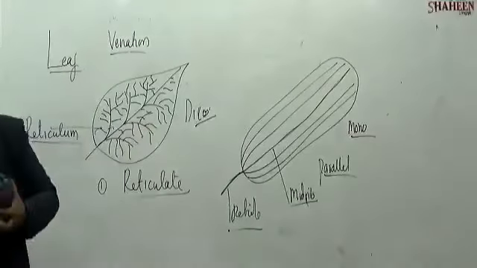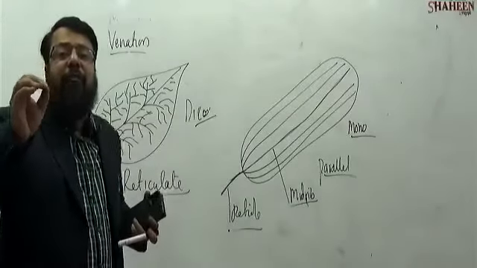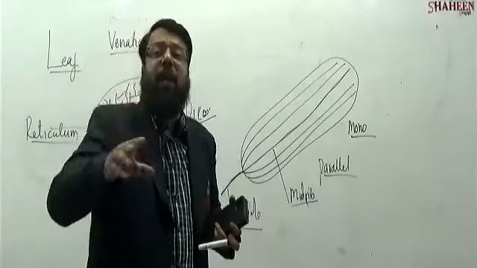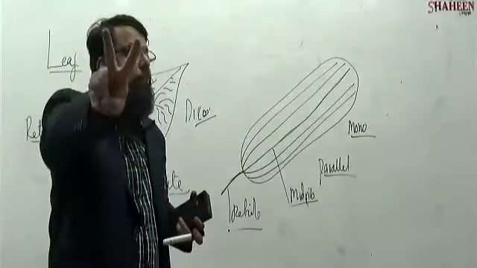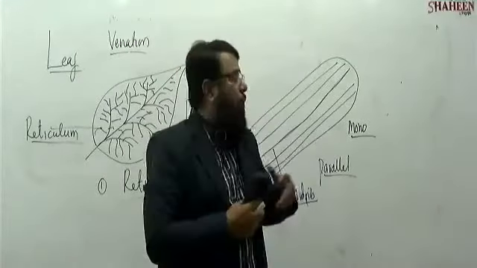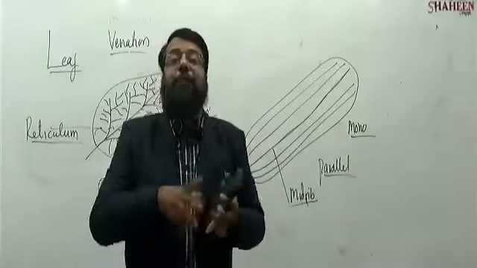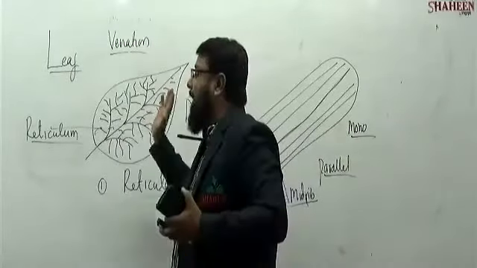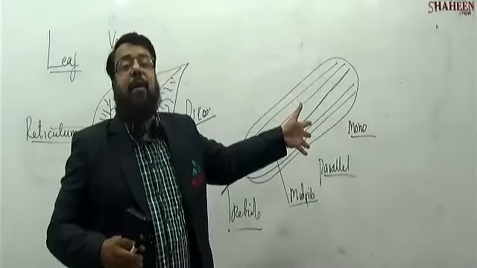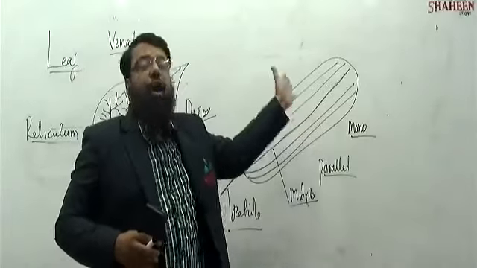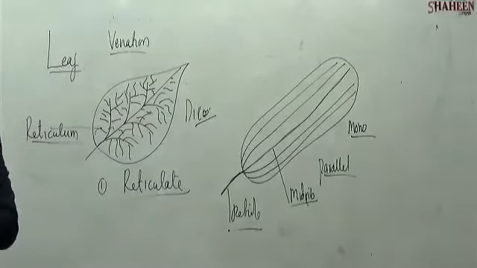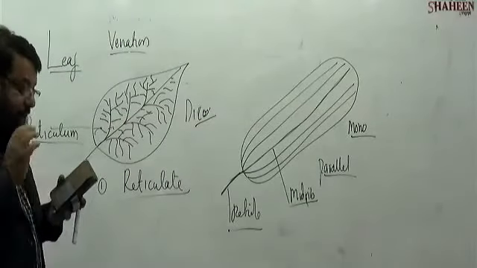What is venation? Venation is the arrangement of veins and veinlets in the leaf blade or leaf lamina. How many types of venation? Two types. What are they? One is reticulate venation, another one is parallel venation. In which plant is reticulate venation observed? In dicot plants. In which plant is parallel venation observed? In monocot plants. That's why it is generally given this way.